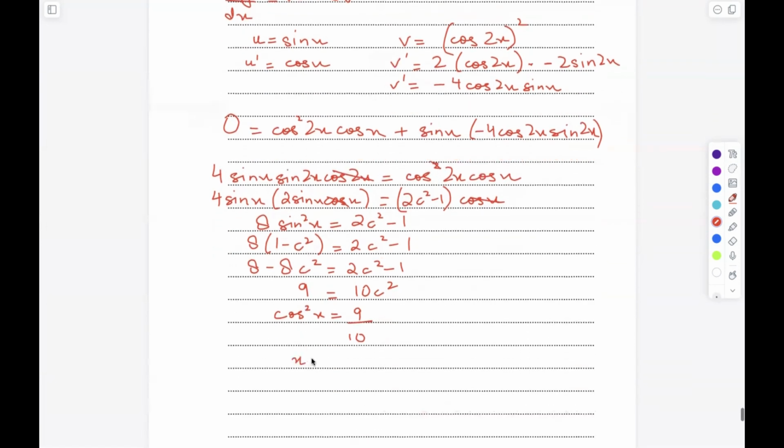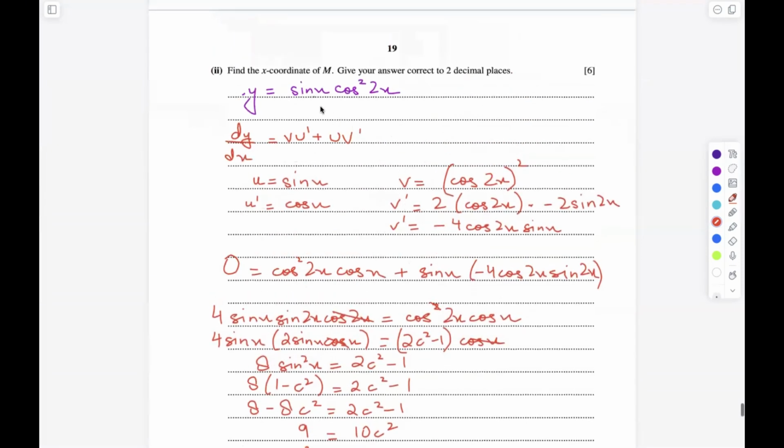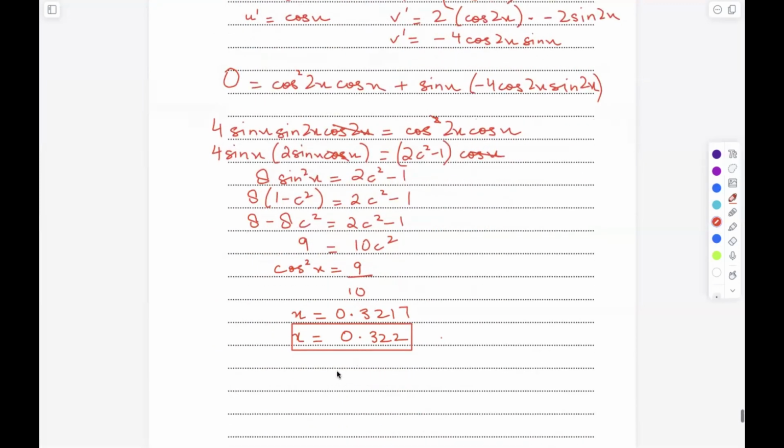So the value of x will be 0.3217. Rounding off our answer to three significant figures, our final answer will become 0.322 for the value of x. And as we just had to find the x coordinate of M, we'll just leave our final answer as 0.322.